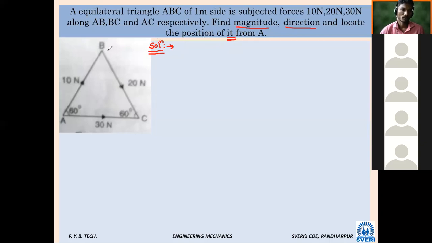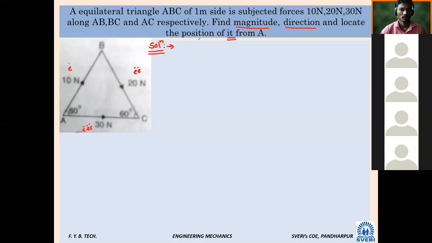So how many forces? Three forces are there: force number one, force number two, force number three. Here all steps should come into the picture. An equilateral triangle is given. How much is the side? Side is given as 1 meter.